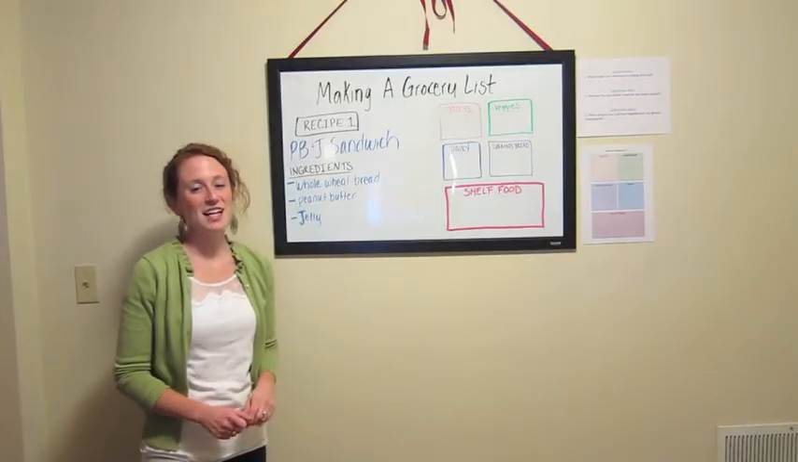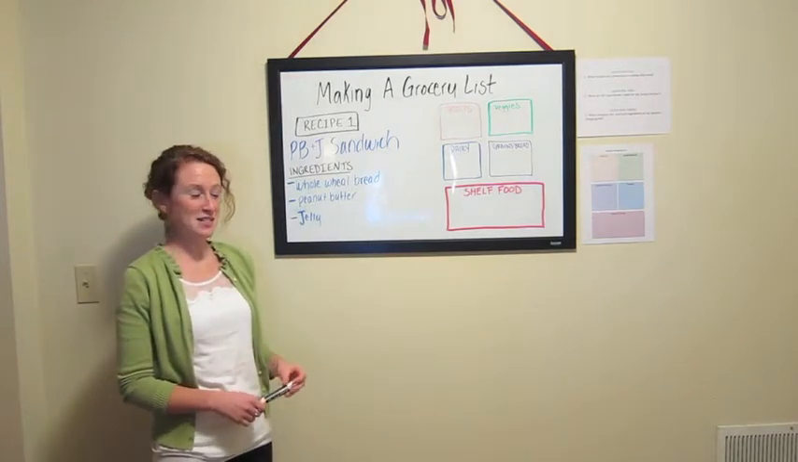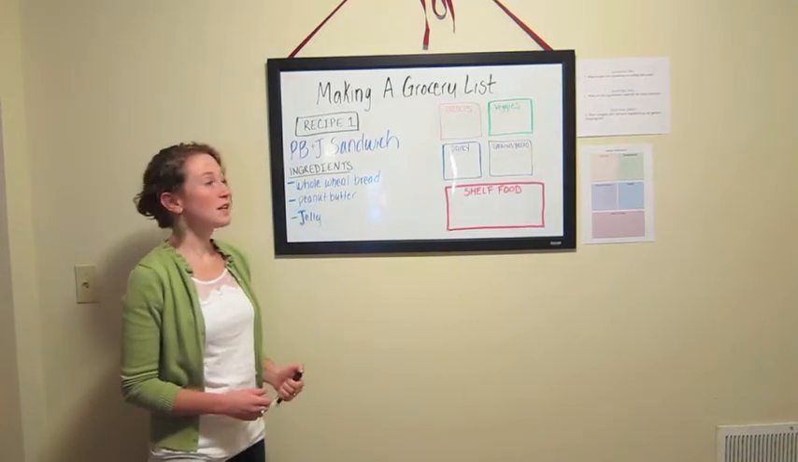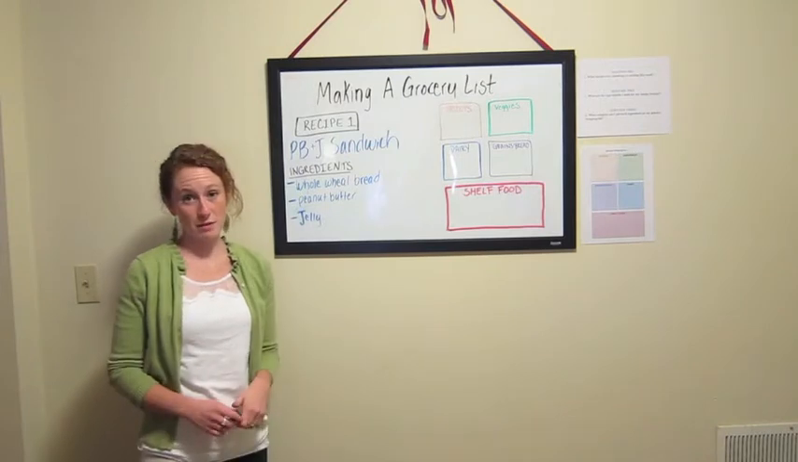Good morning, class! Today we're going to jump right into our new life skills lesson, learning about how to make a grocery list. Last week we learned about how to keep a budget, and we learned that it's important to stay on a budget so that we don't go over the amount of money we make in a month.